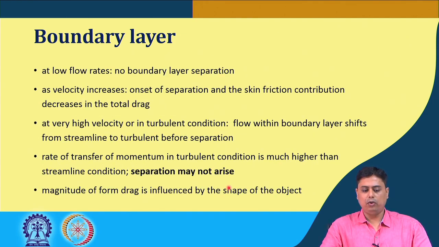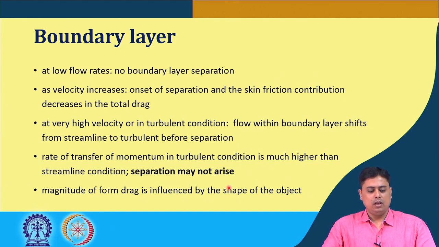Now, at low flow rates there is no boundary layer separation. As the velocity increases, we have now understood the onset of separation happens, and the skin friction or the wall friction that we discussed in the last class, its contribution becomes lesser and lesser. At very high velocity or when there is turbulent condition, flow within the boundary layer initially shifts from streamline to turbulent before the separation occurs.